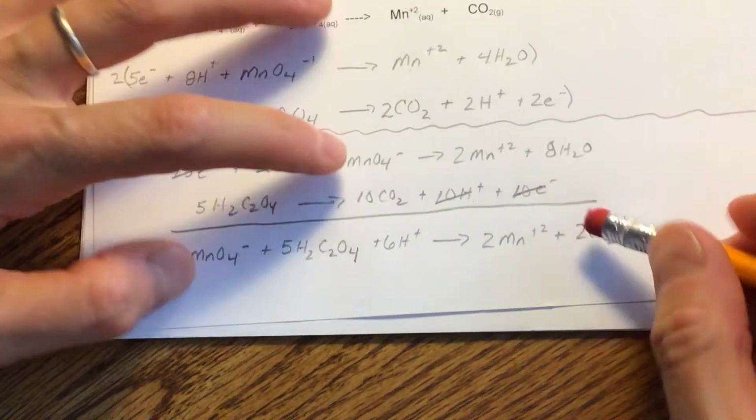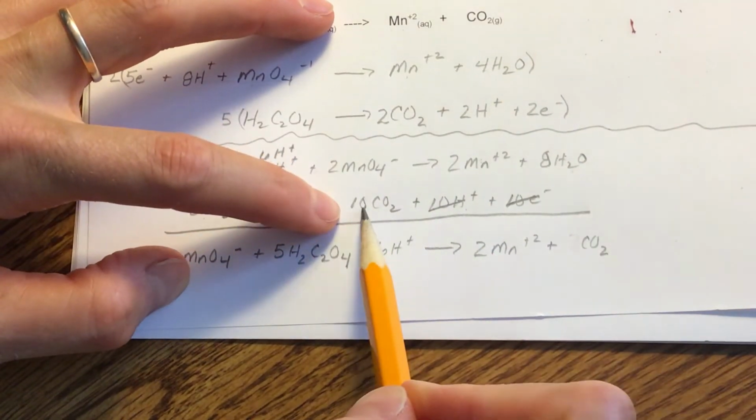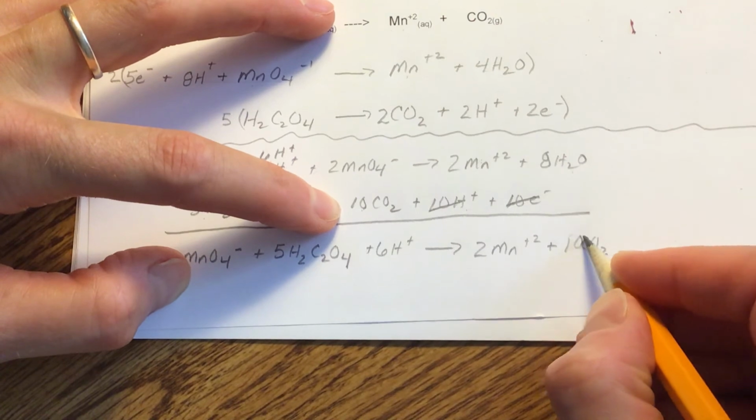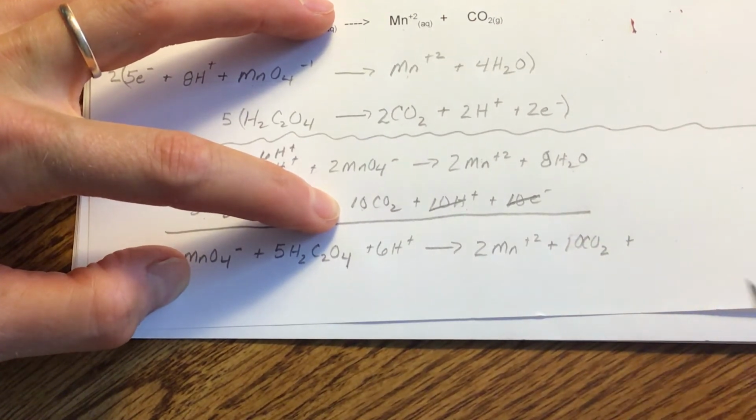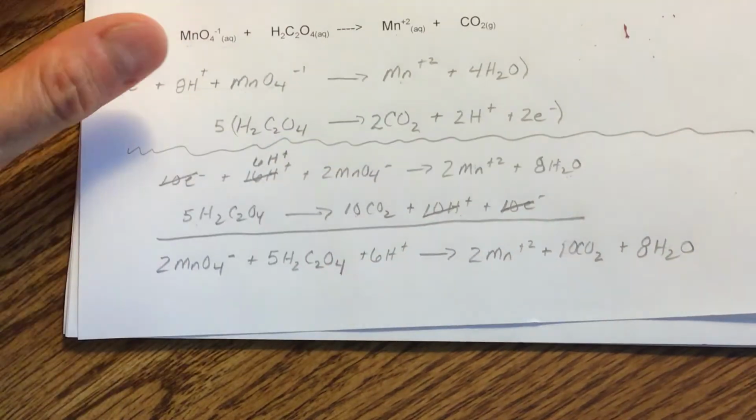Plus, oh, I'm so sorry. Got a little confused there. I've got 10 CO2s down here. Whoops. And then I've got 8 waters. So that should be balanced.